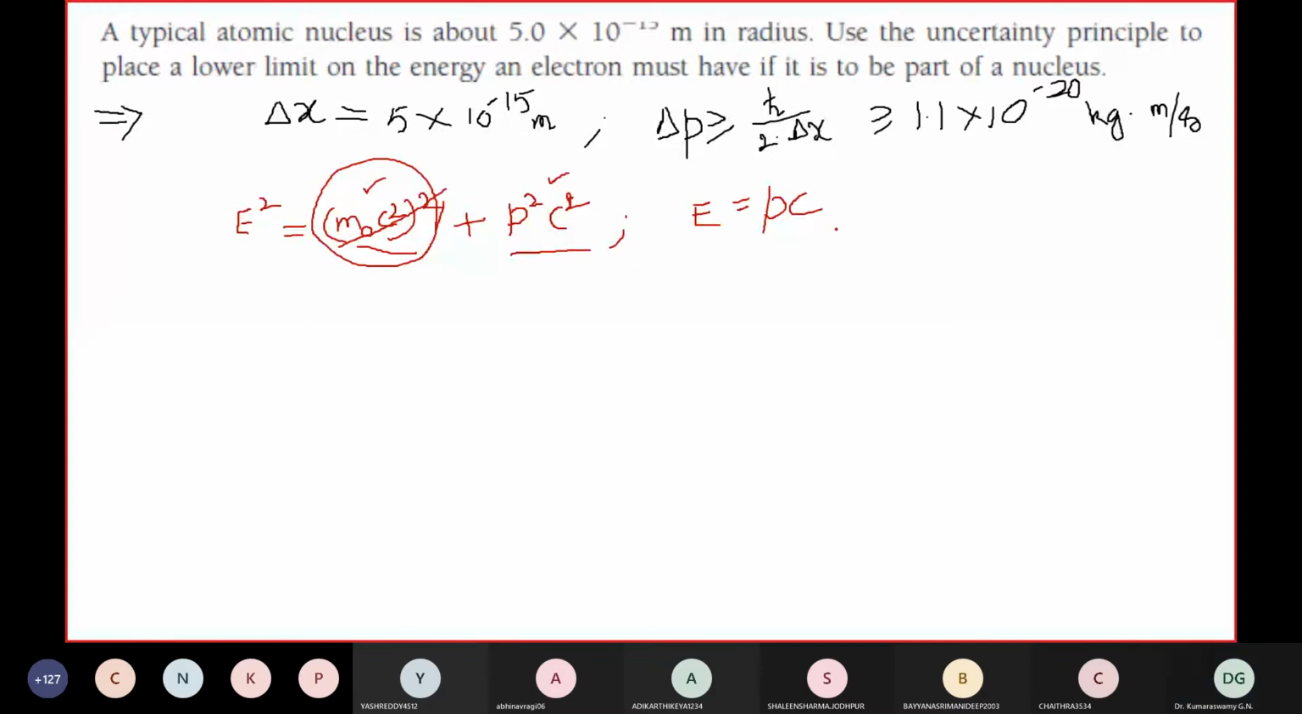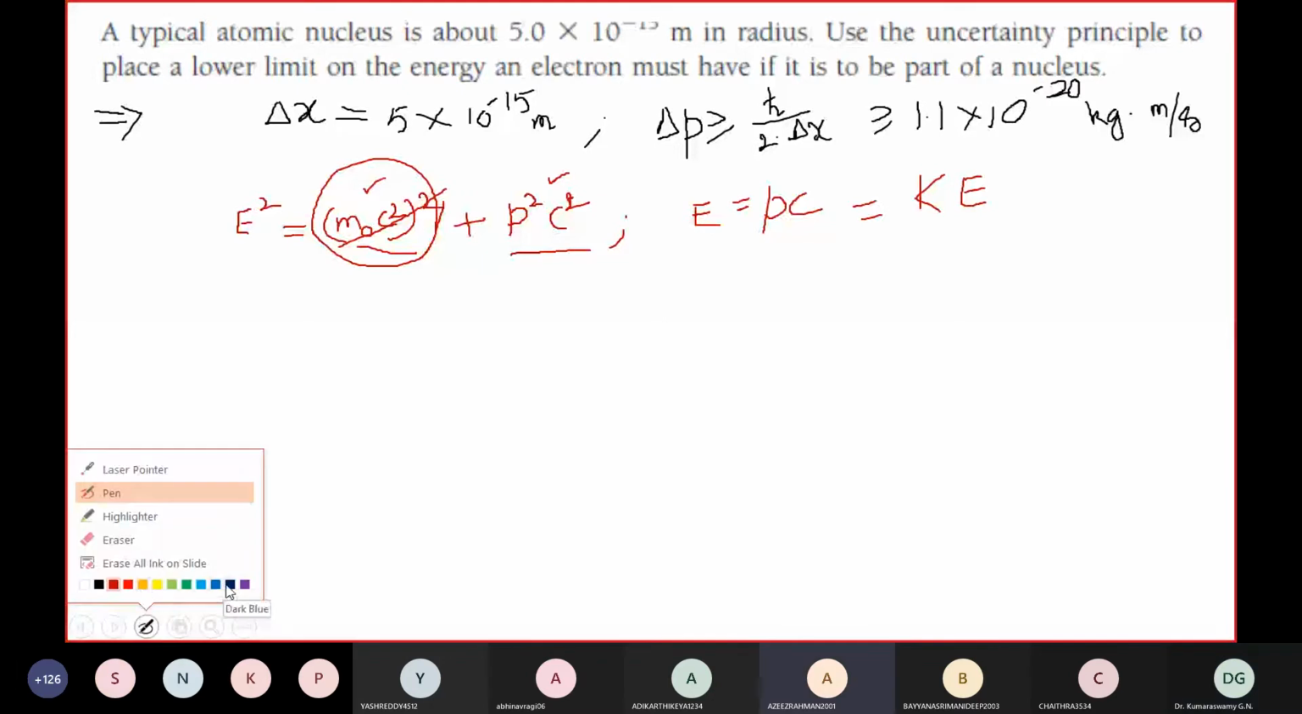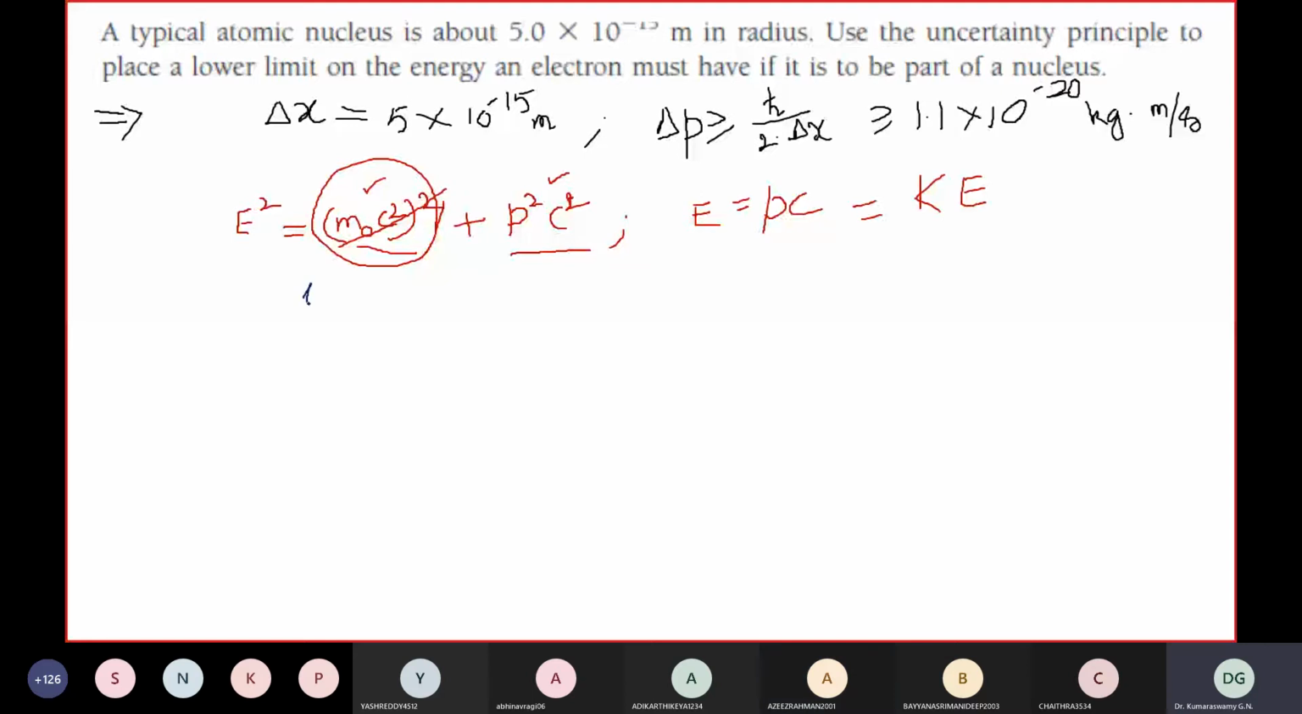So E is equal to p into c, which we can also call only kinetic energy. You don't have to worry about it. Sir, you have cancelled m naught c square whole square, no, sir? I'm not cancelling it, I'm saying it is insignificant, negligible, because it's moving with high velocity.